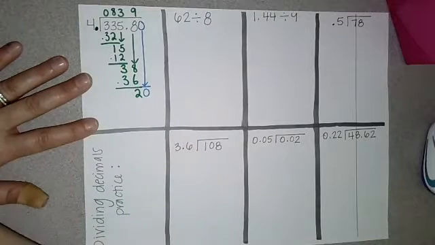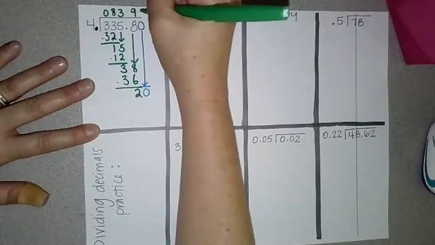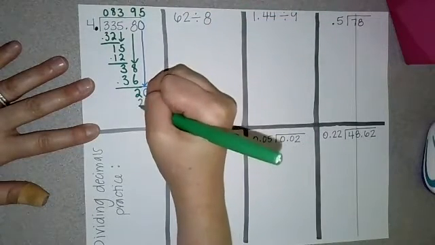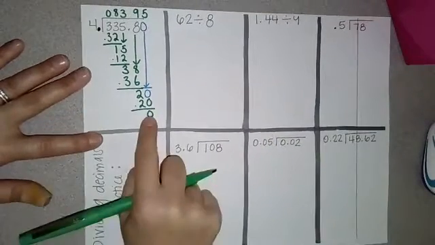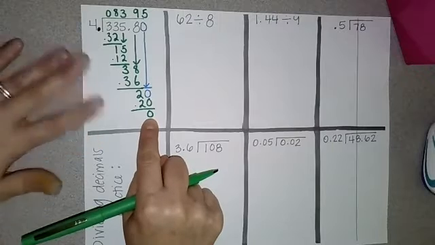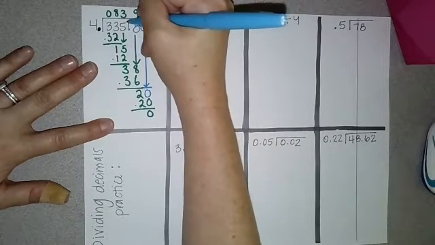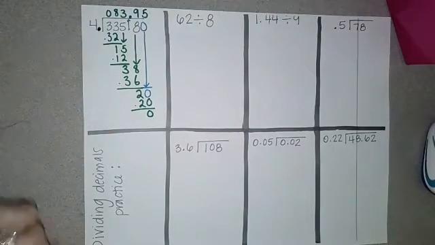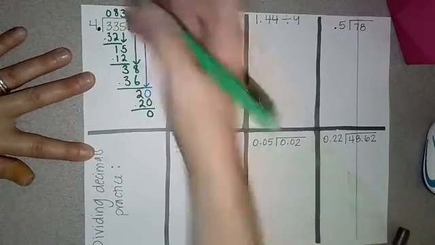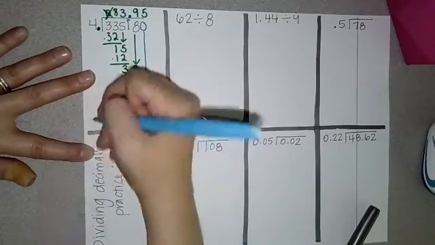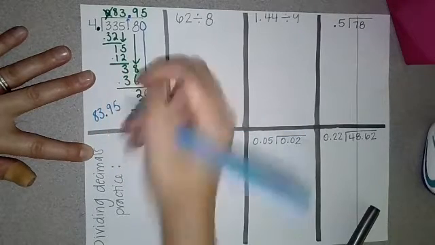CJ, how many 4s are in 20? 5. Put the 5 right here, multiply back. 5 times 4 is 20. And when you do that, you get a 0. Okay? So now we don't have a remainder. All you got to do now is take your decimal on an elevator ride. Very good. And now let's write this down. The answer is, you can forget about this 0. You don't need it. The answer is 83 and 95 hundredths.